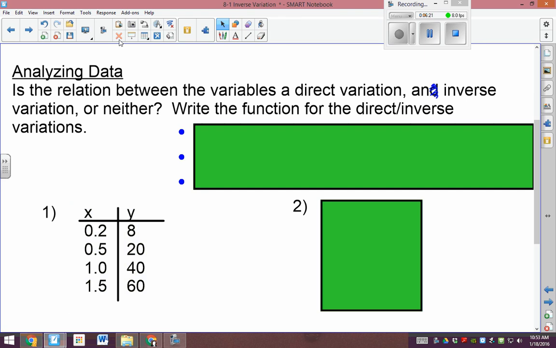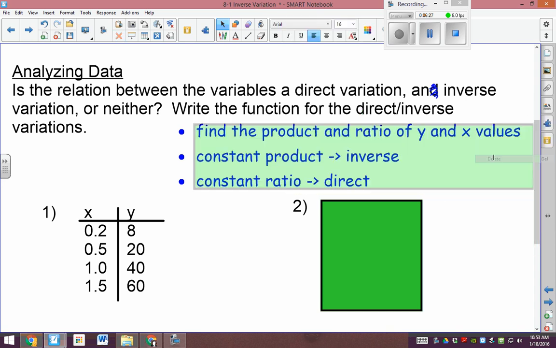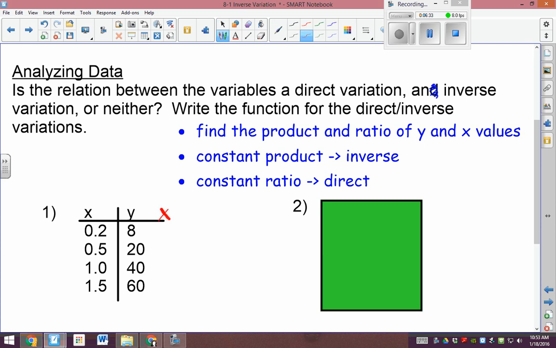So we're going to either multiply them together or divide them to decide which one has the same answer the whole time. And then we'll be able to tell. It's really up to you how you want to organize your stuff. I'm just going to extend that table there. So do an x times y column. That would create constants if we have an inverse variation. And then we also need to check for direct variation, which is y divided by x.